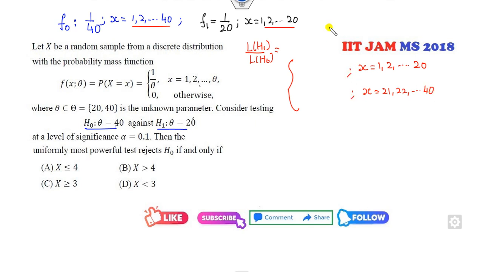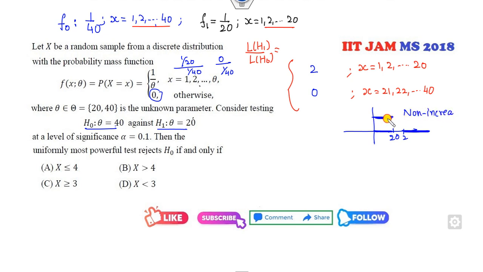So what are the answers? When both are here, so h1, this 1 over 20 divided by 1 over 40. So answer is 2. When x is beyond 20, so what is the h1? Otherwise 0. So 0 over 1 over 40. So it's my 0. Fine. So now you can see whether it's increasing or non-decreasing. You can see up to 1 to 20, answer is 2. And after 21 to 40, this value is 0. So it means it is non-increasing.